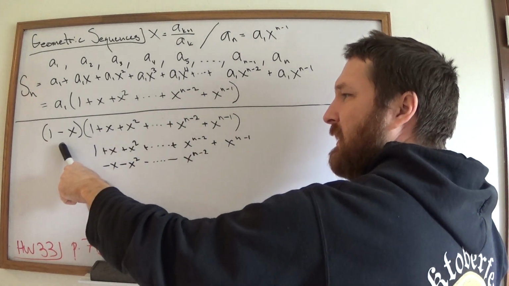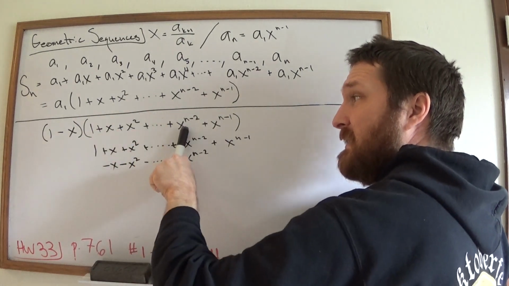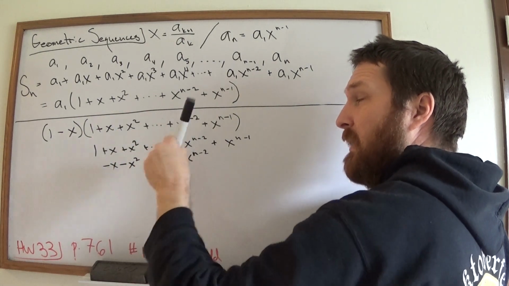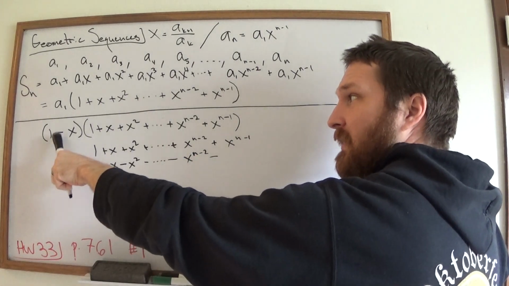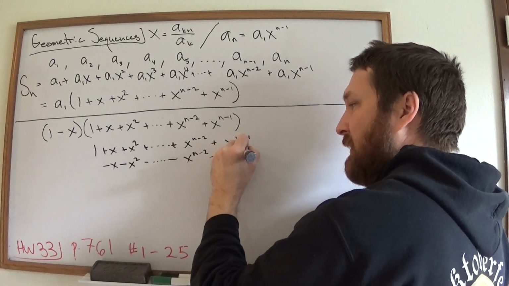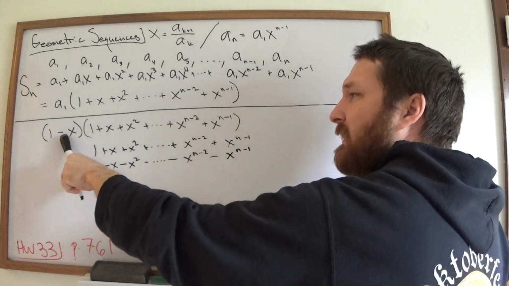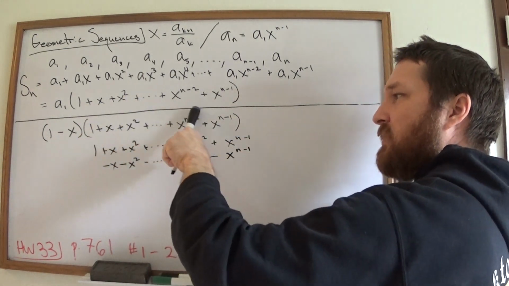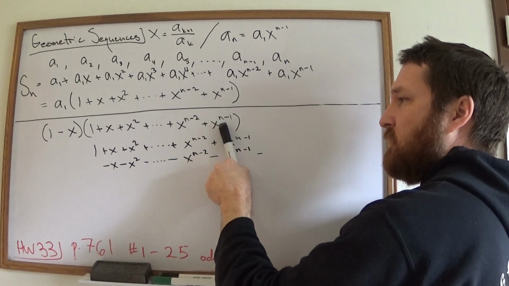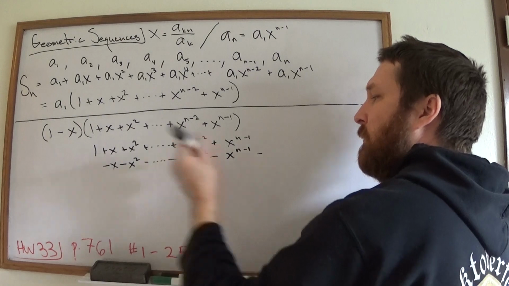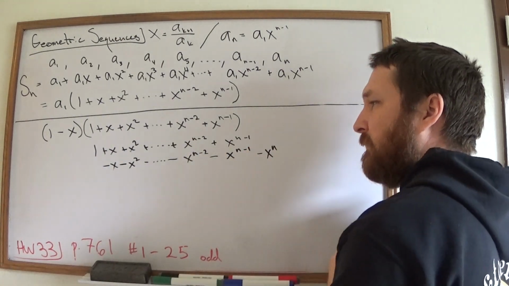Okay. Then the negative x comes in and hits this x to the n minus 2. And it brings his power up by 1. And it's negative because of that negative. And so we get negative x to the n minus 1. And finally, we do this last multiplication. He comes over. Negative times a positive is a negative. X to the n minus 1. Adding on one more power gives me x to the n.